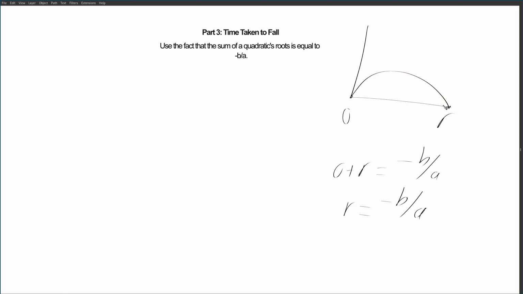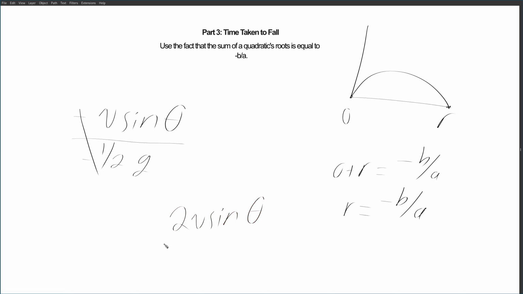We're just going to do negative b over a on our equation. So b is v sine theta. Make it negative, and divide by a, which is negative 1/2 g. Cancel the negatives and flip this 1/2, and you're going to be left with 2v sine theta divided by g. And that is our total time taken to fall.